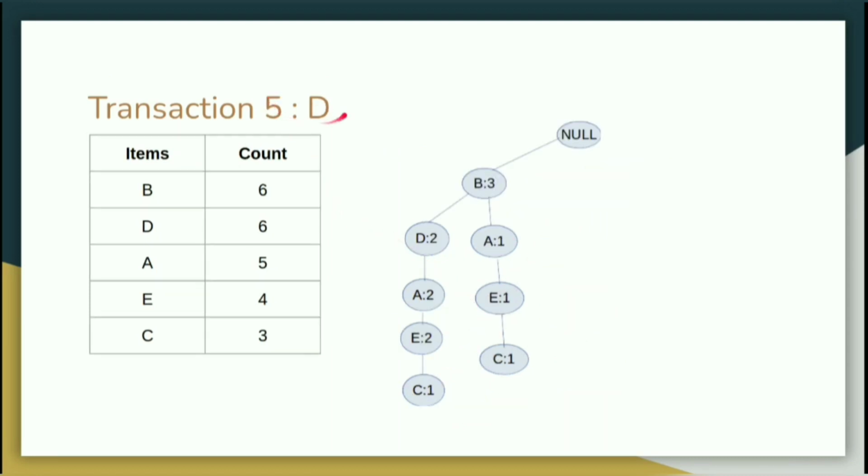Okay, so for transaction 5, it is D. After sorting, only the D will remain. So check whether the root node contains D. No, it does not contain it, so create a child node D for this root node. So we created this and updated its count.